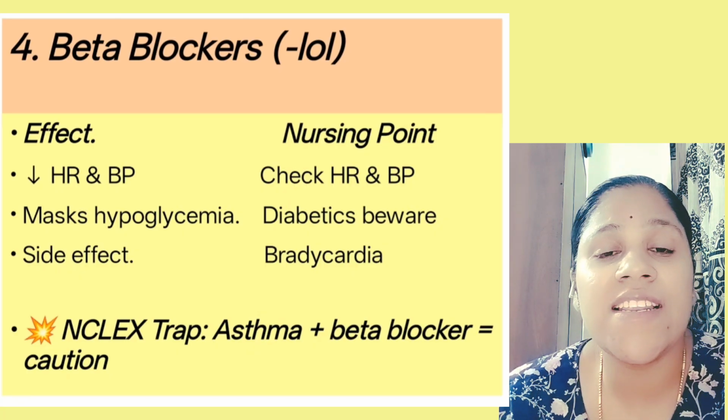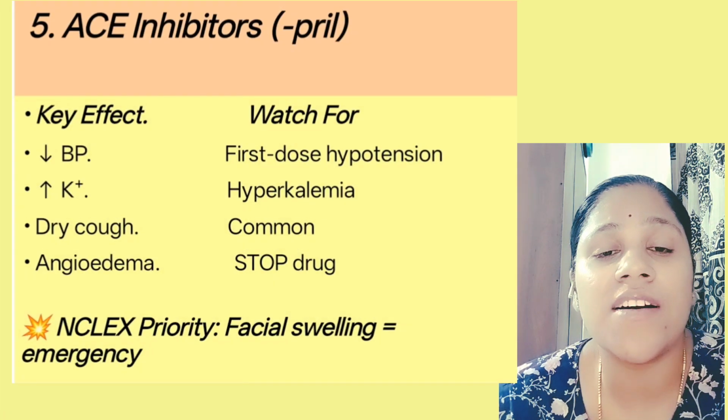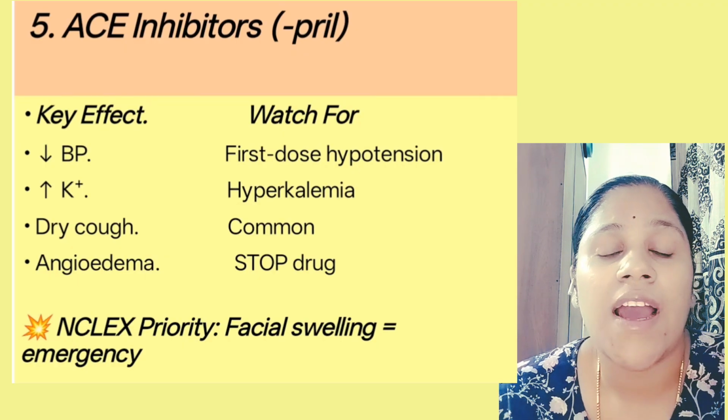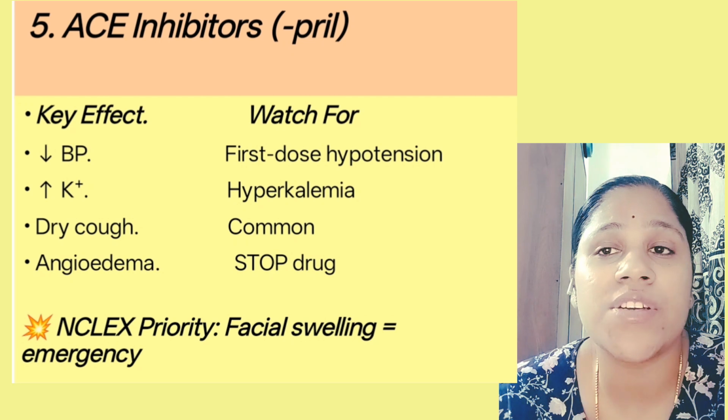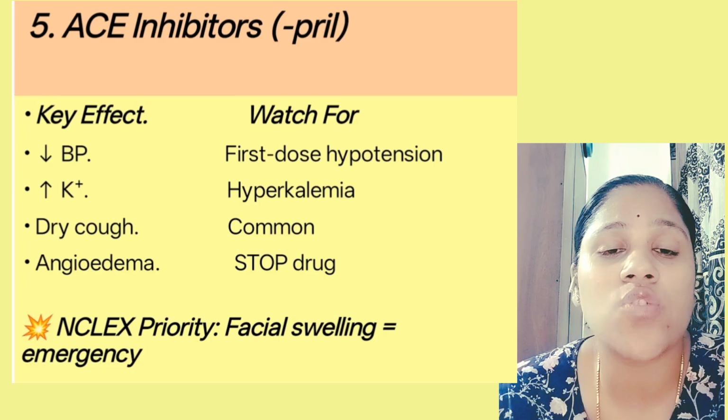Next one is the ACE inhibitors. Yes, these drugs end with -pril: enalapril, captopril. All these drugs come under this classification. What we need to monitor is the BP. Yes, once we give the first dose of the drug, we always need to monitor because there is a high chance of hypotension. And next, it increases the potassium, so it causes hyperkalemia. So we need to monitor the potassium level of the patient very keenly, and especially exercise caution when the patient has renal impairment.